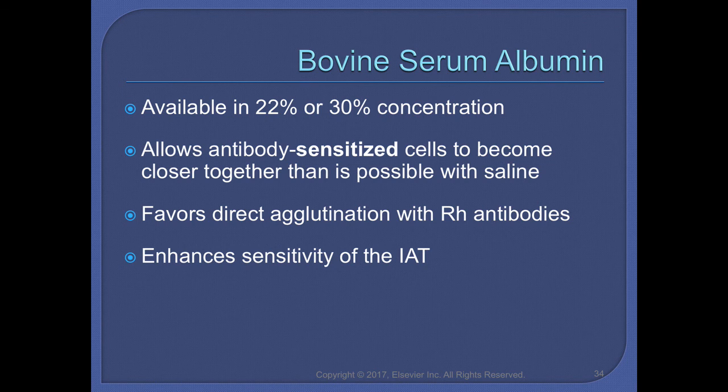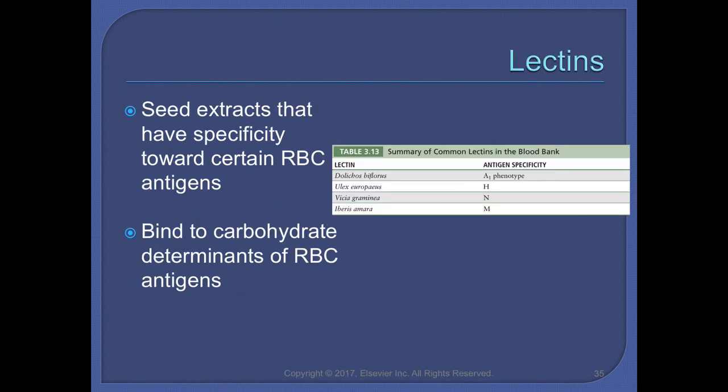It is available in 22% or 30% concentration. It is commercially available in those percent concentrations, and albumin will allow the antibody-sensitized cells to become closer together than is possible with just using saline. So it favors direct agglutination with Rh antibodies, and it also enhances the sensitivity of the indirect antiglobulin test.